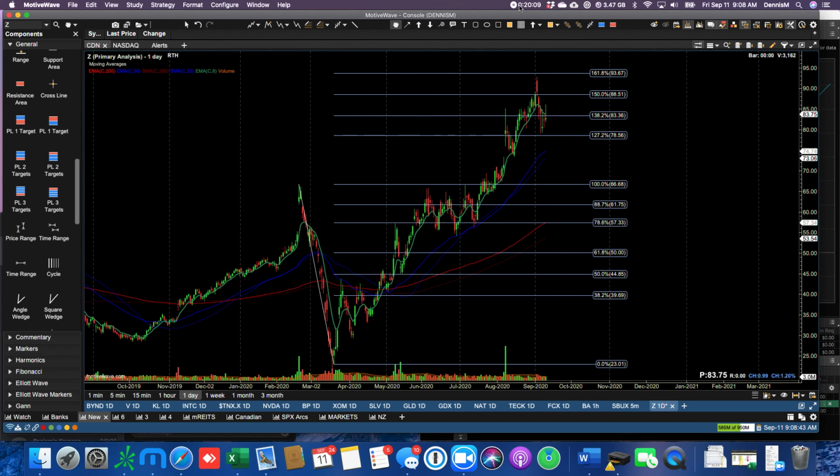So, message about Zillow, probably should have gotten out here. Now would be a good time to get out. Wait till it comes back to 78.56 if you really want to buy it. But if you think the market is going to sour for a while, buy it again when it shows support at 74.40. If you've made a profit, there's nothing wrong with taking a profit.